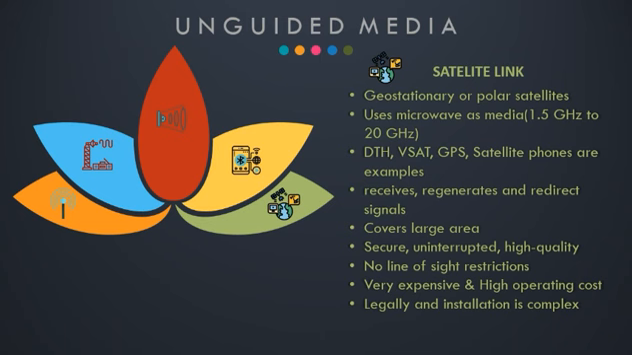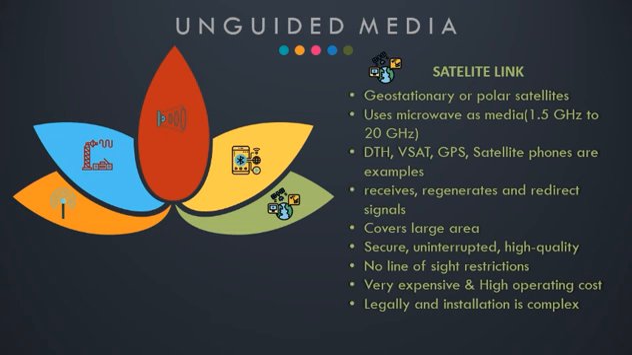Compared to other media, it is very expensive and involves high operating cost. You know that if you have to launch a satellite, it needs heavy money to work in satellite communication. So it involves high operating cost. Then it is slower than microwave communication. Microwave communication works on the terrain of the earth itself, so it is line of sight communication, thus it is faster.